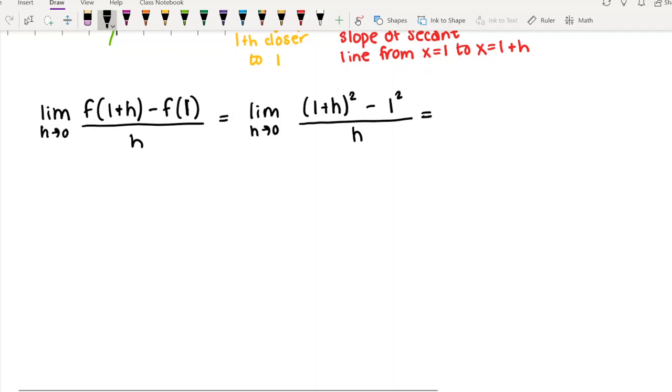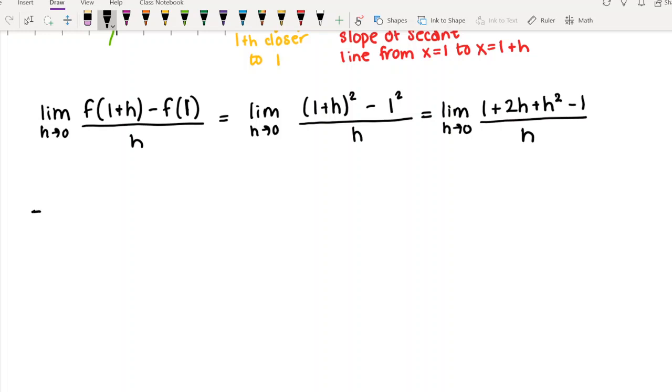So this might look familiar to you as the expand and simplify type of limit. So we're going to multiply everything out and see what can cancel out. So 1 plus h squared is going to be 1 plus 2h plus h squared. And then we have minus 1, all divided by h. And then we can simplify that further. So the 1's are going to cancel out, and we're left with 2h plus h squared divided by h.